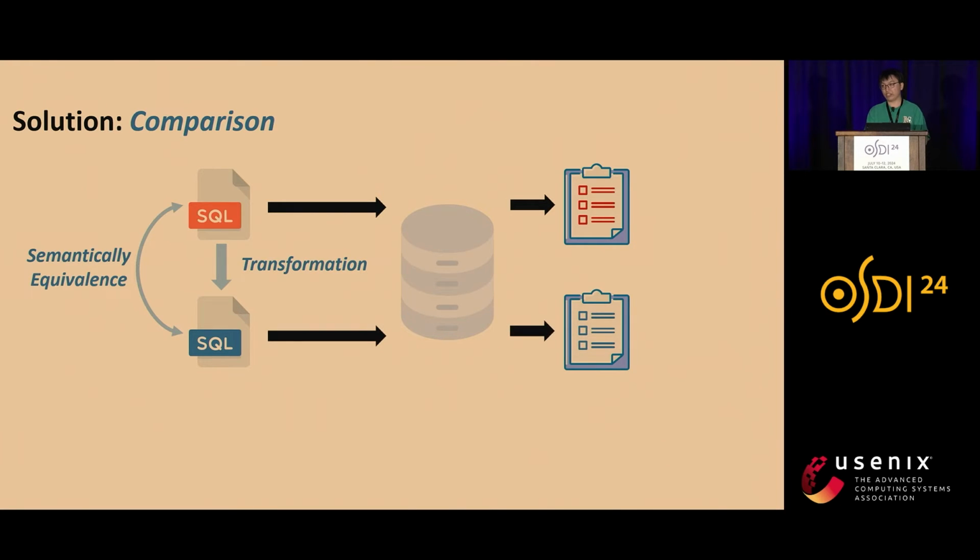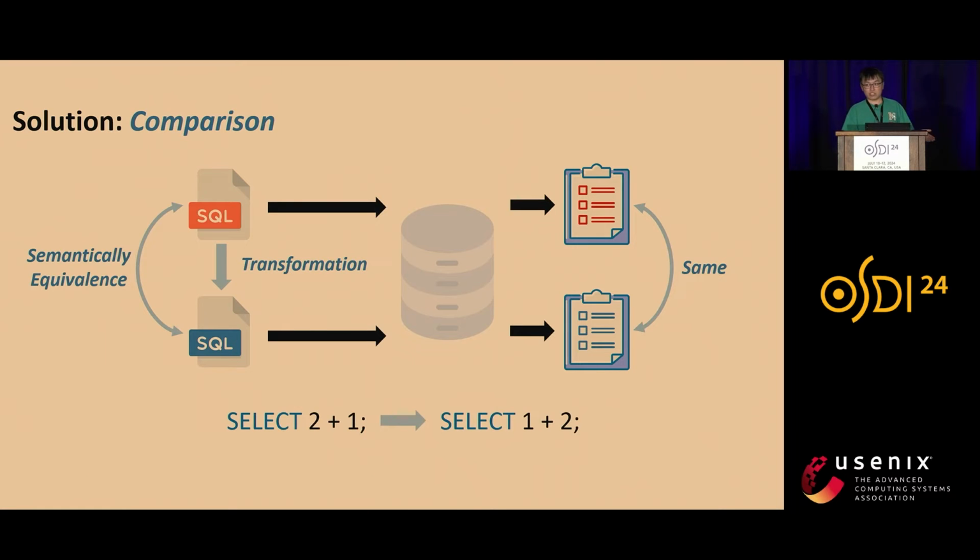Then we send the new query to the database system and get another result. Then we check whether they are the same. They should be the same. For example, we can transform select 2 plus 1 to select 1 plus 2, and their results should be the same. And we don't even need to know what the correct result is. If the results are not the same, we identify that there's a bug. For example, if one select produces 4 and another select produces 3, we know there's a bug.